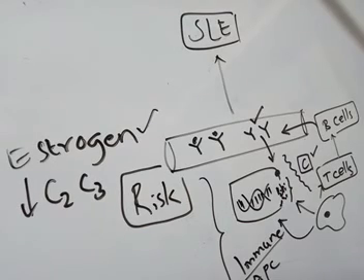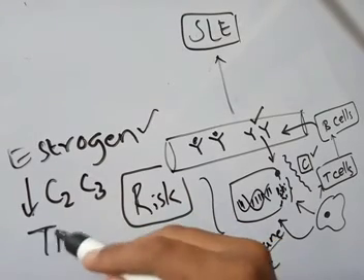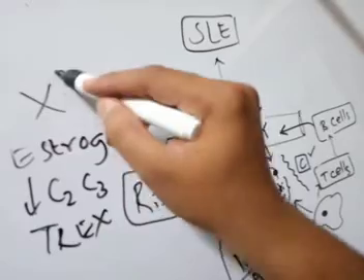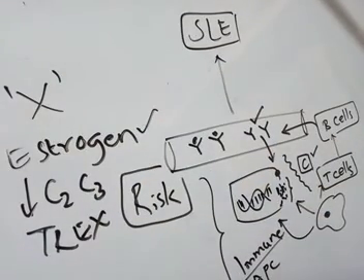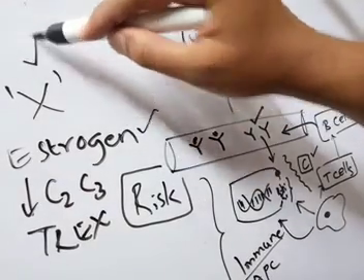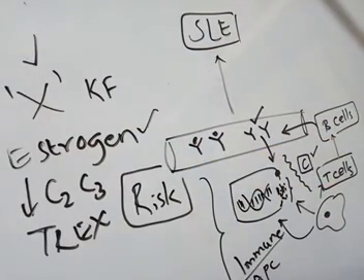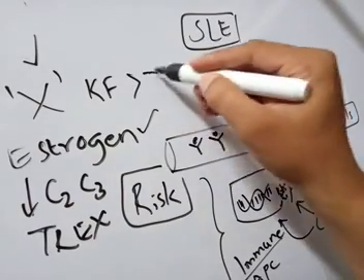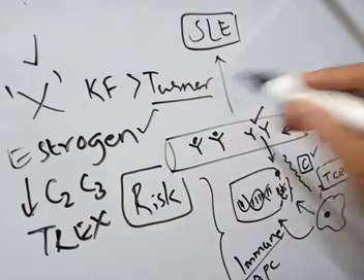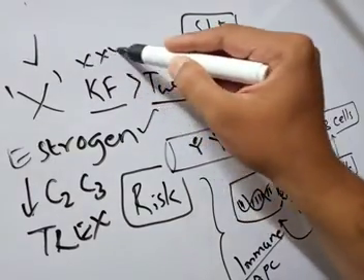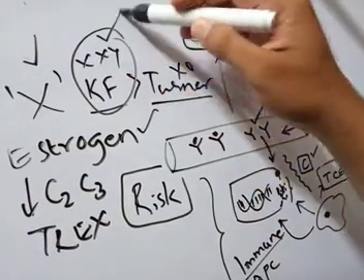Complement deficiency is one of the important ones, and one gene known as the TREX gene, and also the X chromosome. That is, the more X chromosomes in a cell, the more susceptible it is to SLE, such as Klinefelter syndrome, which has more risk of going to SLE than Turner syndrome. Even though Turner is female and Klinefelter is male, Turner is X0, but here it is XXY. Hence, Klinefelter syndrome is more susceptible to SLE.